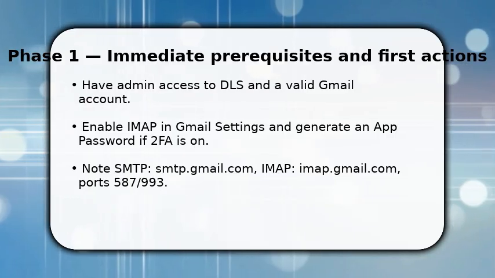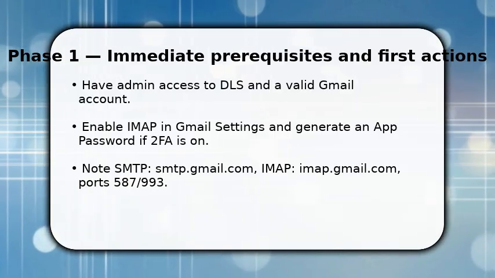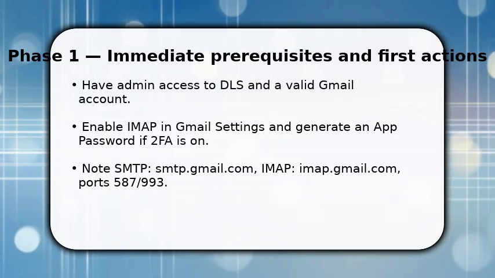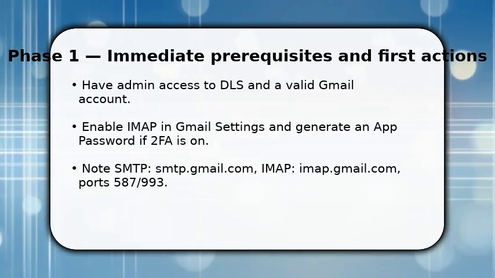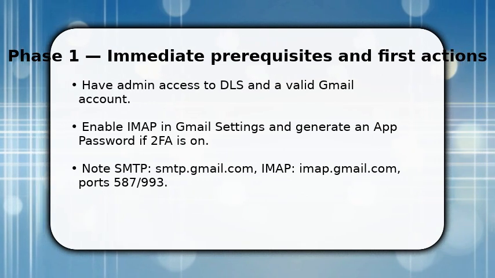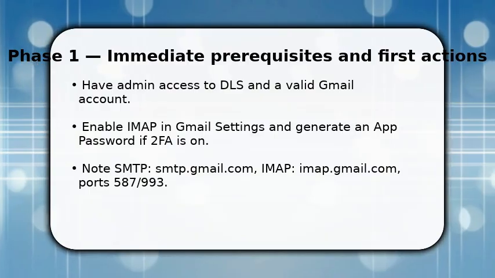Next, gather server settings: SMTP.gmail.com and IMAP.gmail.com, with ports 587 for SMTP and 993 for IMAP. Write them down. These values let DLS communicate reliably with Gmail. Now move to the integration page in DLS.